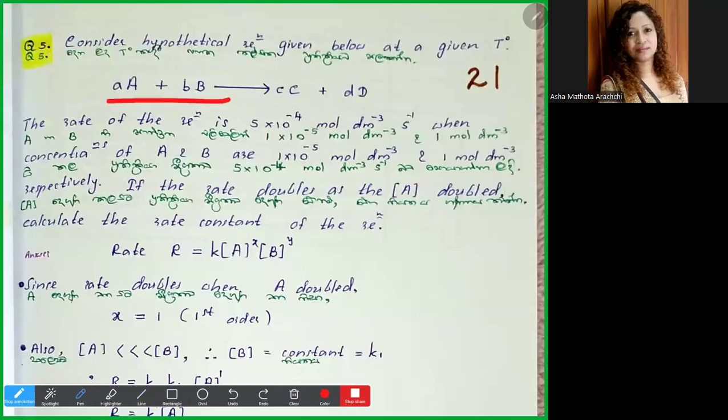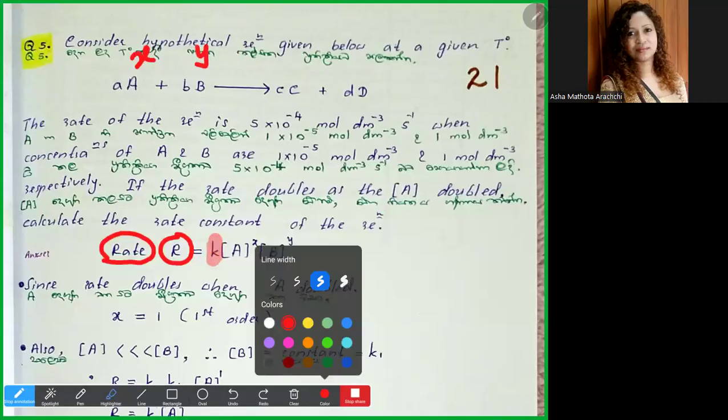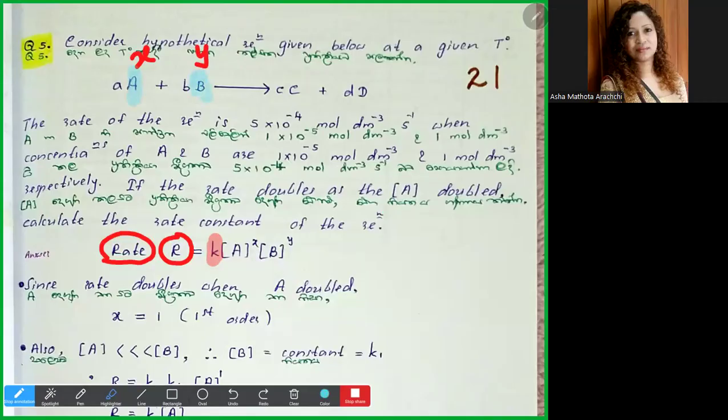Okay, some sort of reaction they are given. So these are the reactants. Let's say with respect to A, the order is X. With respect to B, the order is Y. So the rate we are writing as R equals, the rate constant is always K. We have two different reactants, A and B. So the concentrations of A and B, but we have to raise them to the orders. With respect to A, the order is X. With respect to B, the order is Y.